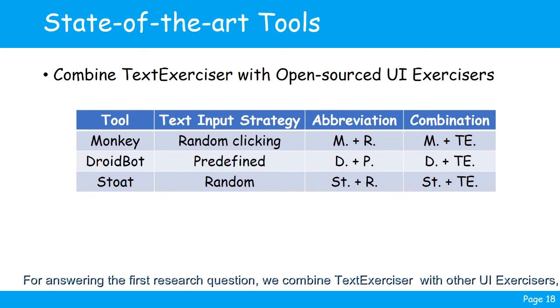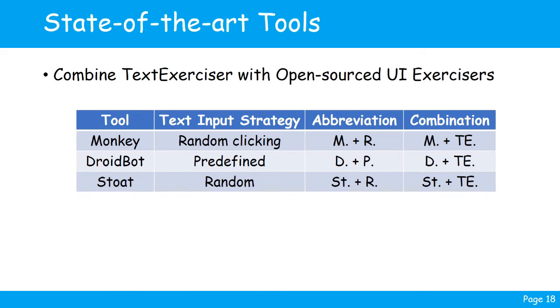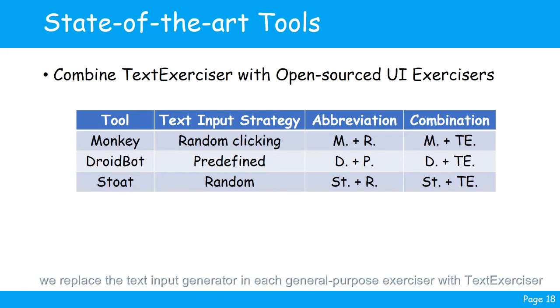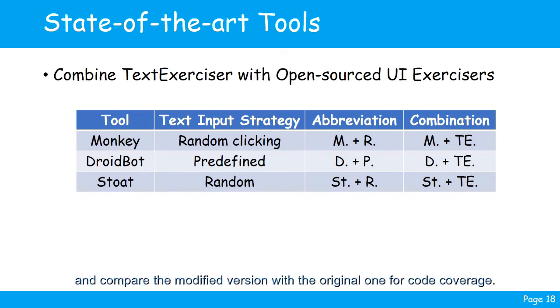For answering the first research question, we combine TextExerciser with other UI exercisers, including Monkey, Zhibo, and Thought, because TextExerciser is a specialized text input exerciser, while others are general purpose. We replace the text input generator in each general purpose exerciser with TextExerciser, and compare the modified version with the original one for code coverage.